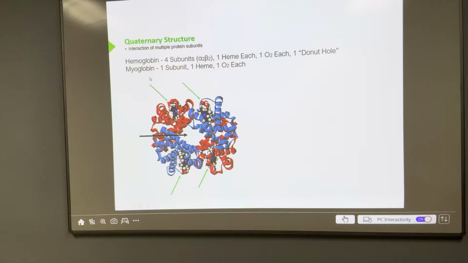Students think that myoglobin is fetal hemoglobin. No, myoglobin is tertiary structure. Myoglobin is the muscle hemoglobin. It has 1 subunit, not 4, and it has 1 heme, and each heme is going to hold how many oxygens? Dioxygen, O2.